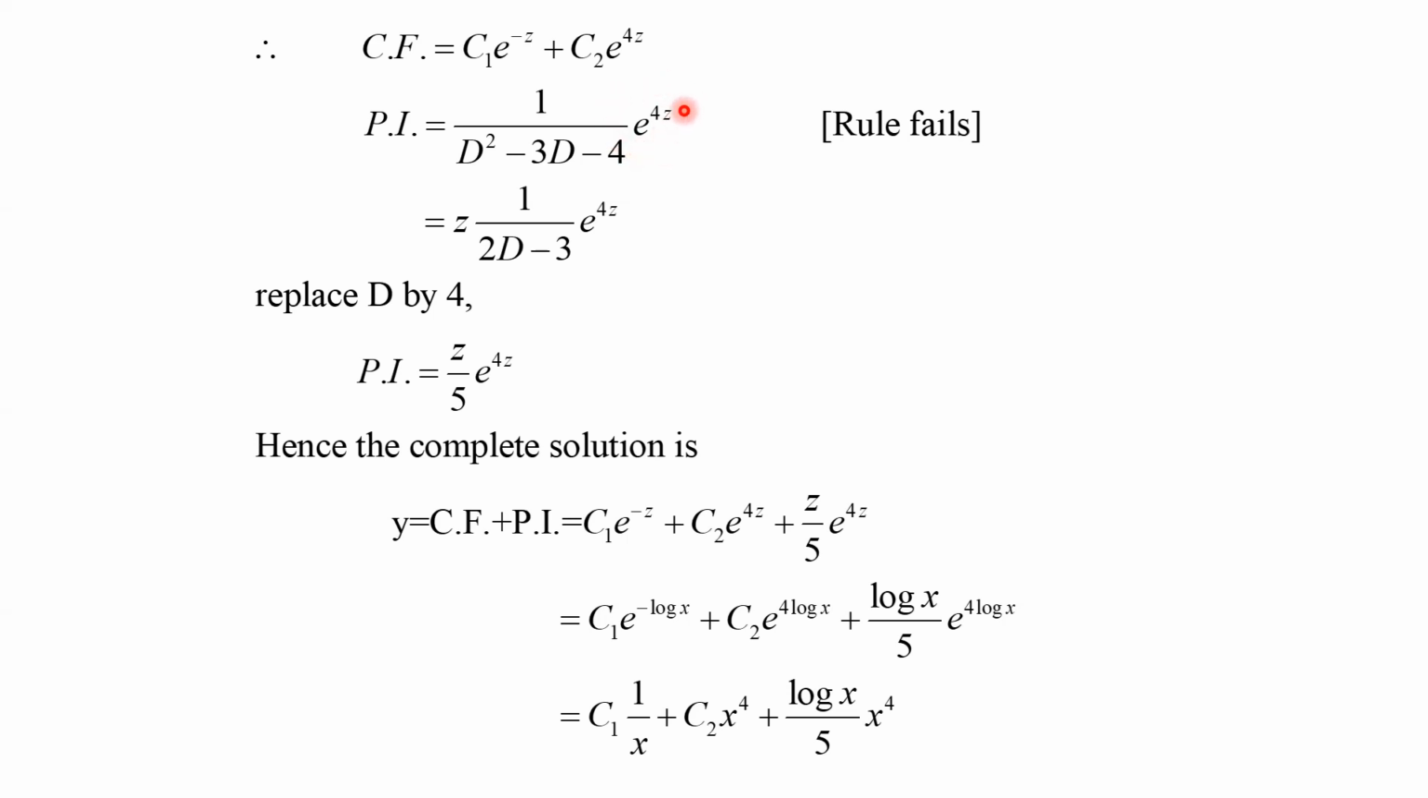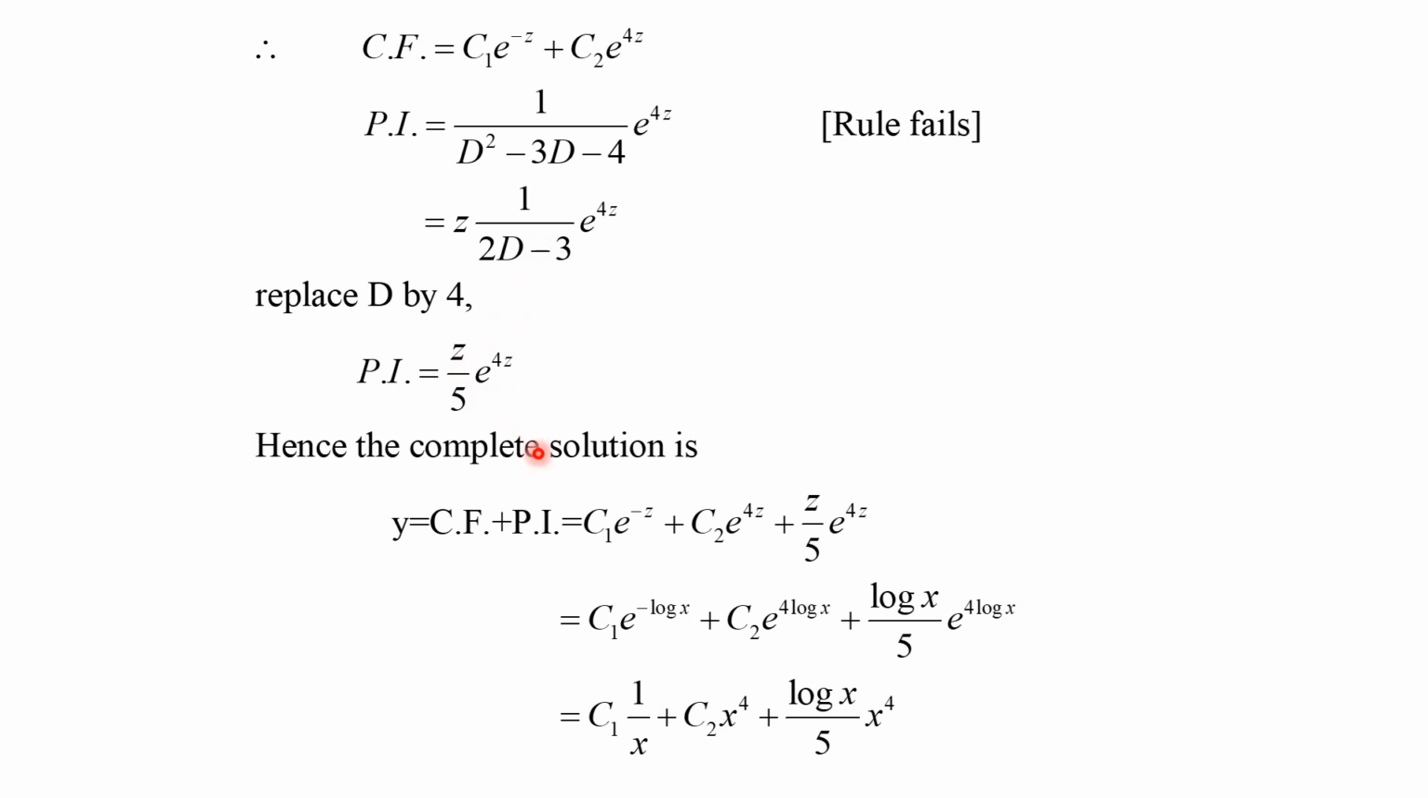Since the function Q is in the form of an exponential function, we have to replace capital D by 4. After replacing D by 4, f(D) will be 0. So this is the failure case. For the failure case, we multiply by z on the left side of the operator and differentiate f(D). The differentiation of f(D) is 2D - 3, and the function Q is e^(4z). Now again replace capital D by 4. So the particular integral is equal to (z/5) e^(4z).